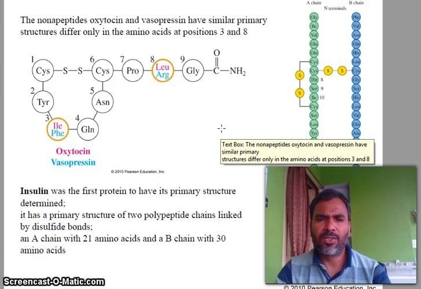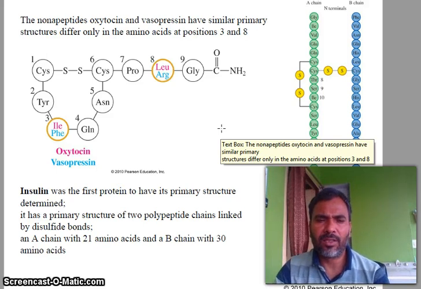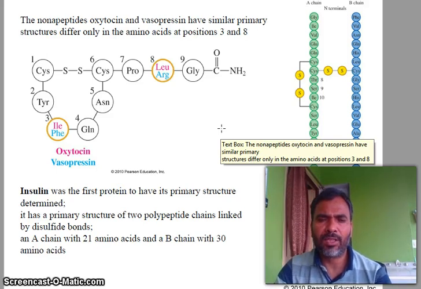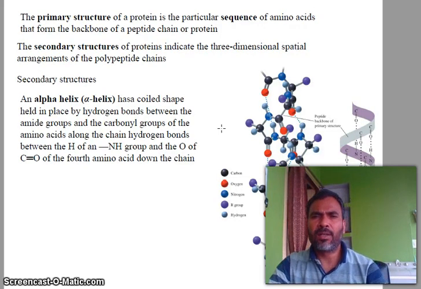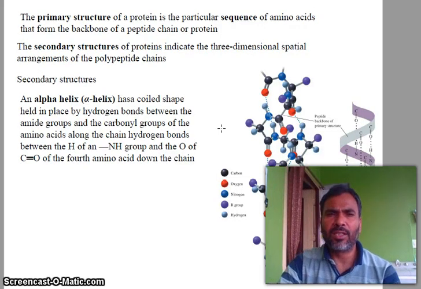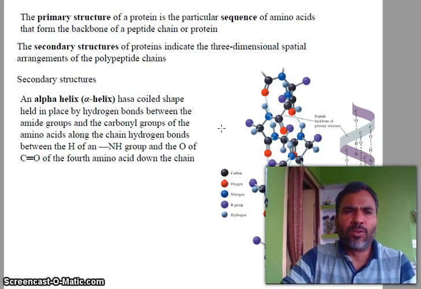Insulin was the first protein to have its primary structure determined. It has a primary structure of two polypeptide chains linked by disulfide bonds, an A chain with 21 amino acids and a B chain with 30 amino acids. So the primary structure of protein is the particular sequence of amino acids that form the backbone of the peptide chain of protein.